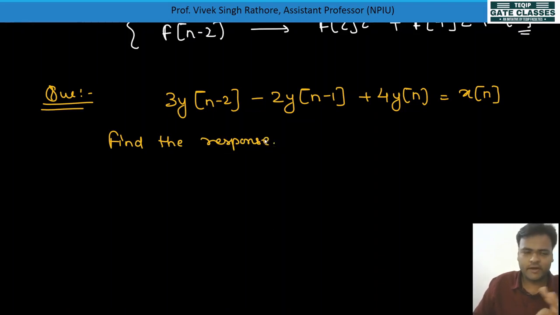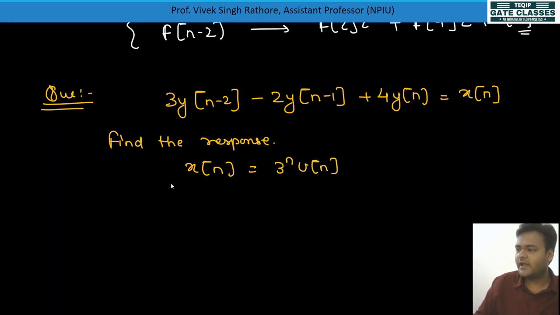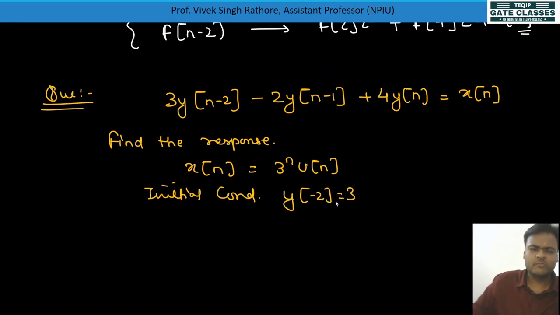You need to find the response of this system, and the input has been given in the question. Input is given as 3 to the power n, u(n), and some initial conditions are also given, like suppose y(minus 2) is equal to 3. I think you must have solved this type of question in mathematics also. And y(minus 1) value will be given as minus 2.